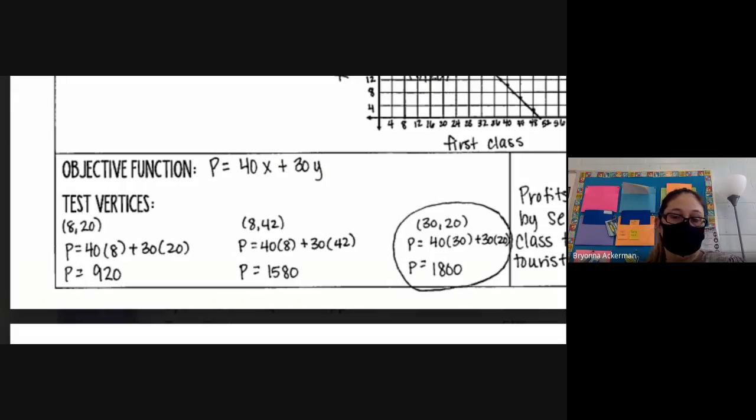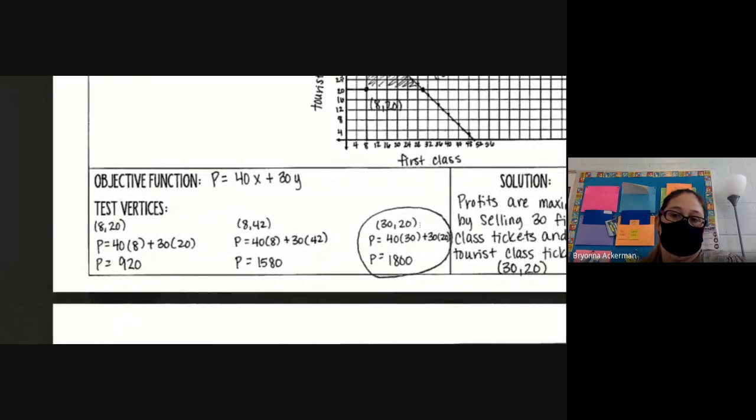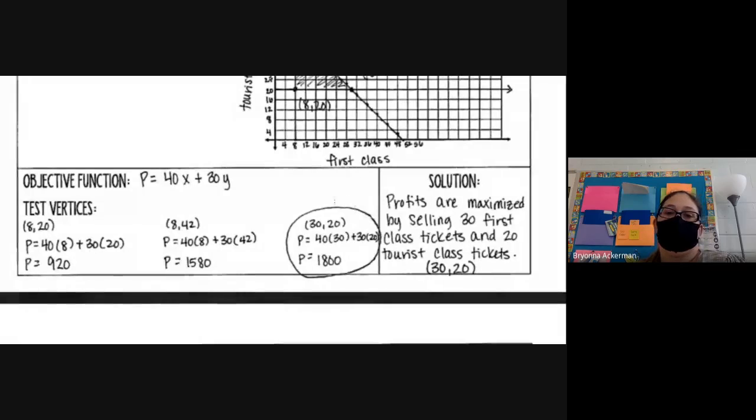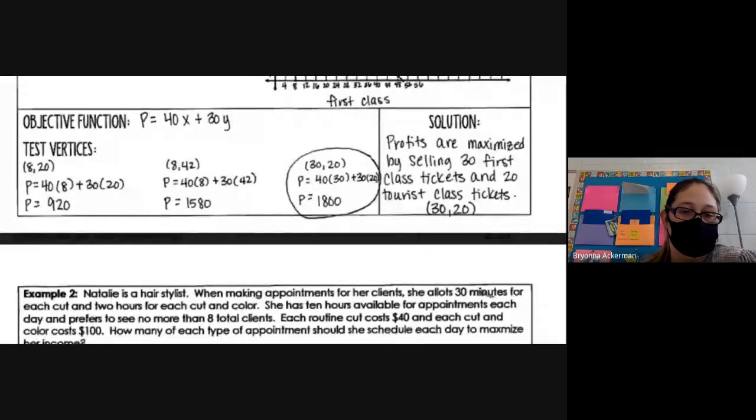Okay. Let's try one more. So the answer here was 30 first class and 20 tourists. That gives you the most money. Okay, let's try one more. We have a hairstylist in this one.